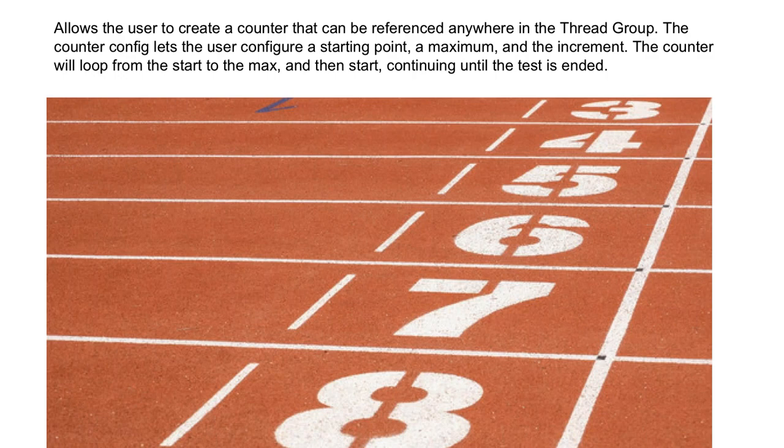The topic today we'll be examining is how to use a counter in JMeter. A counter, as JMeter describes it, allows the user to create a counter that can be referenced anywhere in the thread group. The counter config lets the user configure a starting point, a maximum, and the increment. The counter will loop from start to max, then start over with the start, continuing on like that until the test is ended. But what kind of test scenarios require a counter to be used in the first place?